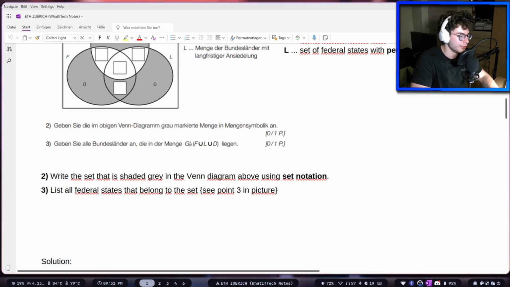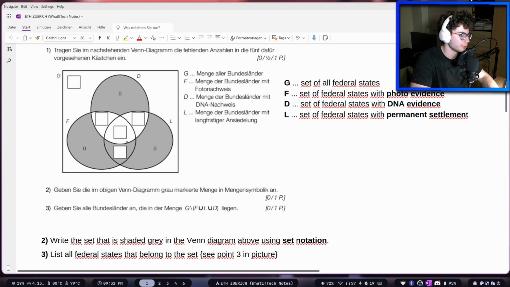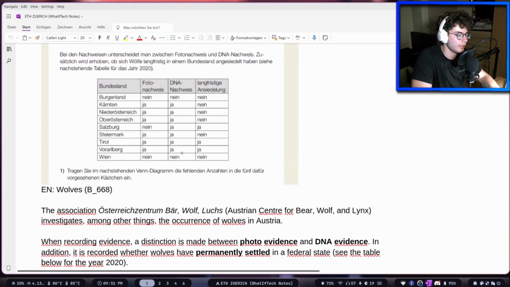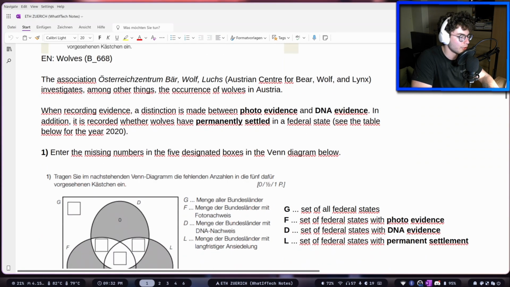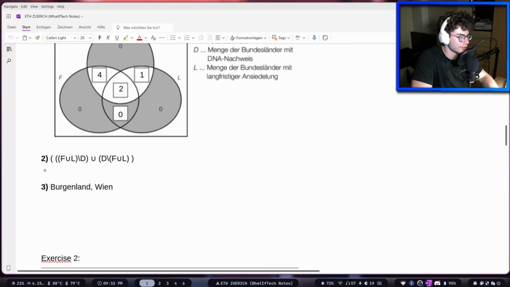The third task is list all federal states that belong to the set, see point 3 in picture, G, and the set difference of F union joined to L union joined to D. That means we need federal states that don't have photo evidence, DNA evidence, or permanent settlement, which means that every column has to be 9 or no in English, which is the Burgenland and Wien. So the solution of task 3 is Burgenland and Wien. As you can see here, we are right.